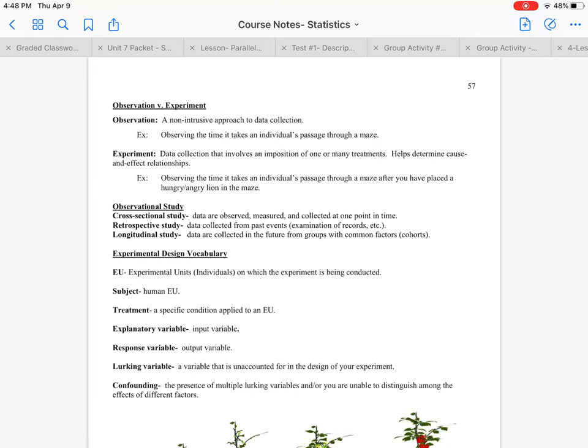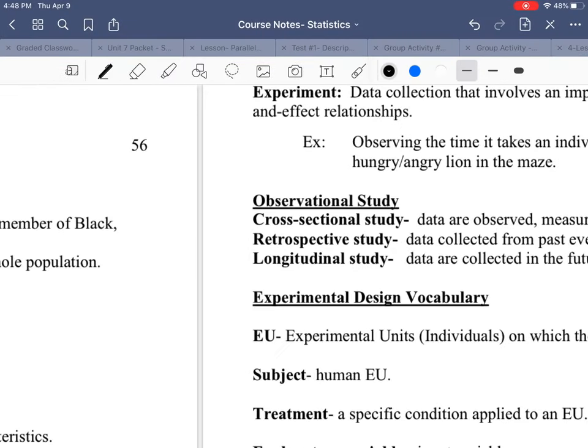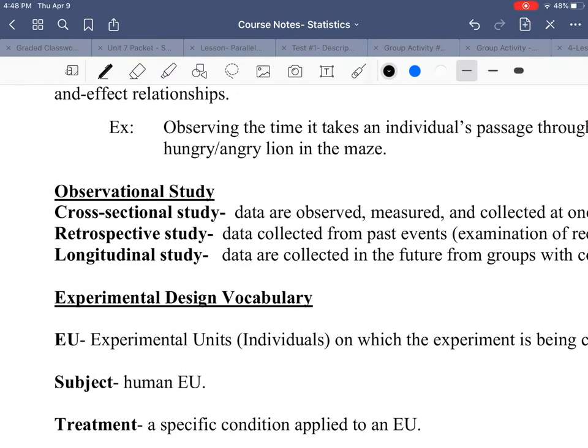Observational studies fall into three categories, and really those three categories can be defined. You've got these lengthy, complicated, fancy sounding terms, but really it's present, past, and future.